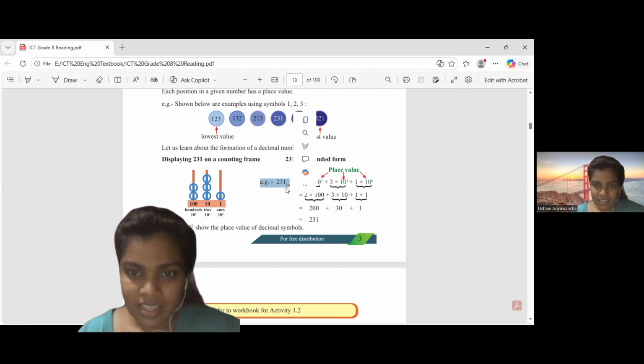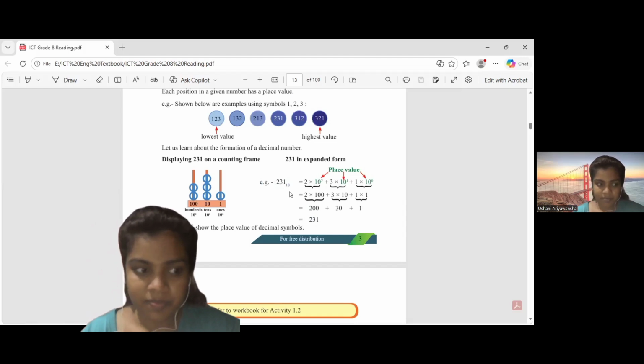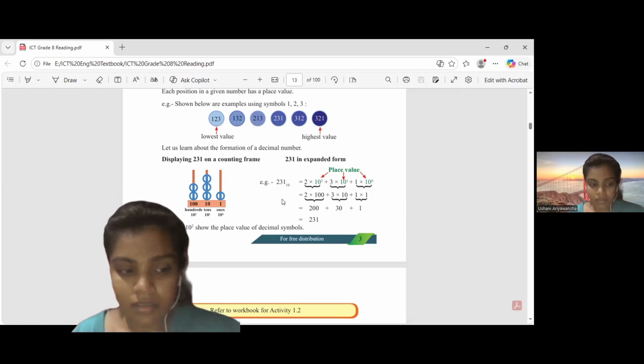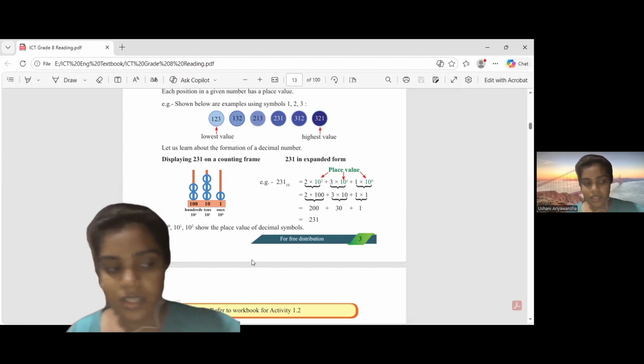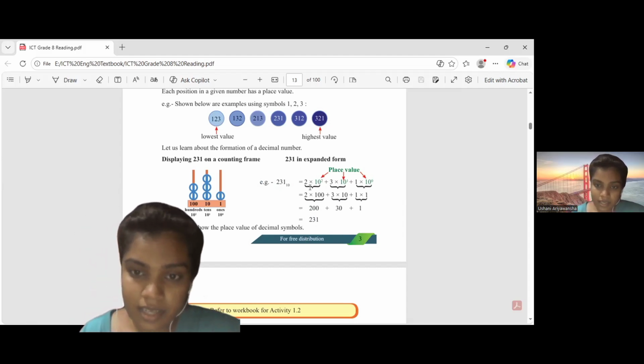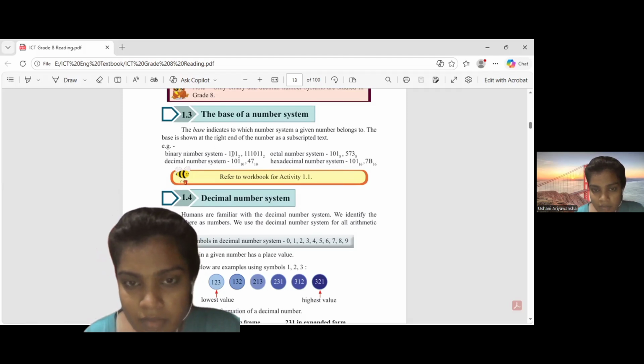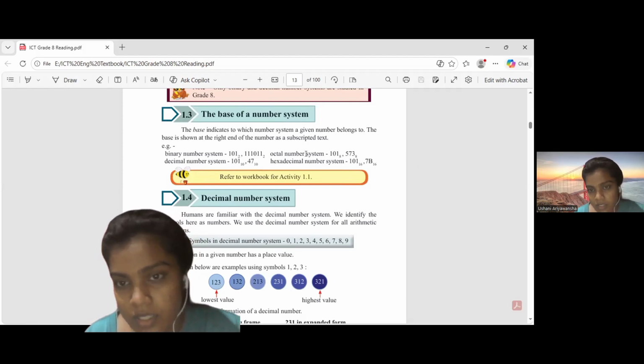Putte, notice the little 10 at the bottom right corner. What is that? This subscript tells us the base is 10. This is the base. In the binary number system, we should mention the base here. For the octal number system, the base is 8. Like that.